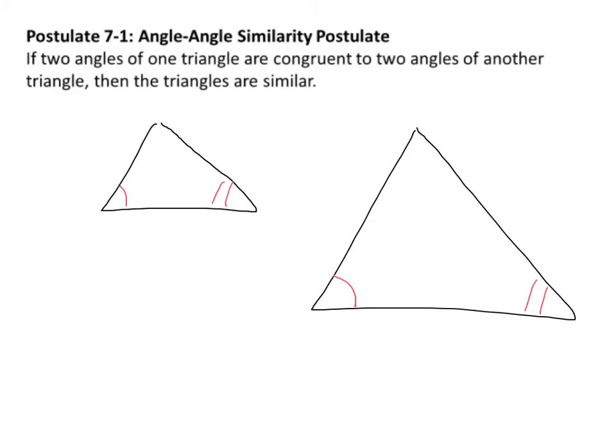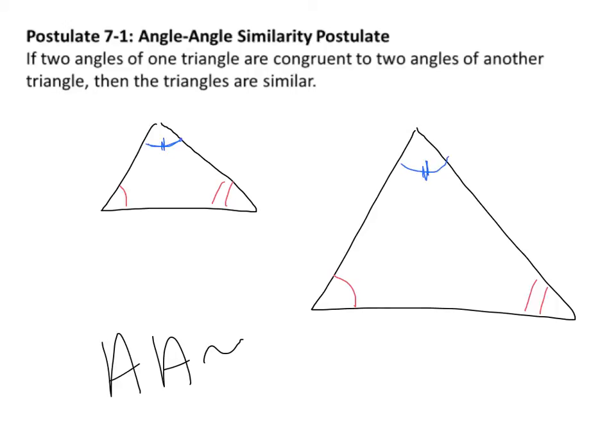First one that we have is angle similarity. That's how I would write the shortcut for that. And that's saying if we know two angles are congruent to two angles of a different triangle, we know the third angle has to be congruent. So then we can have three angles congruent.